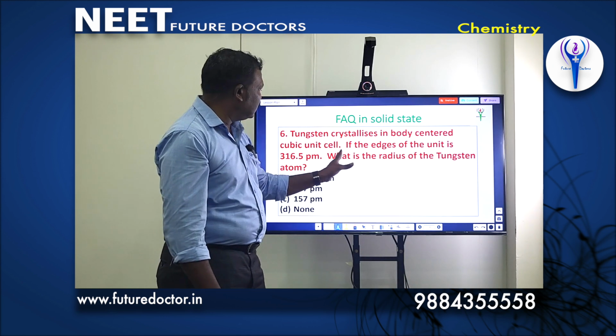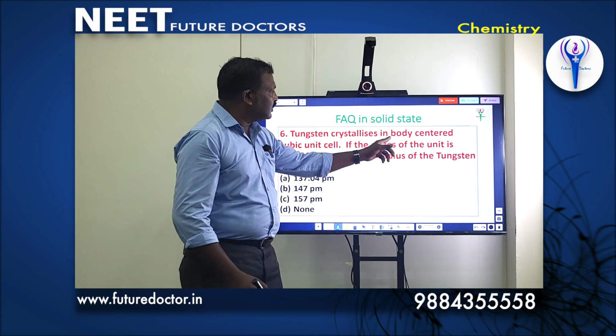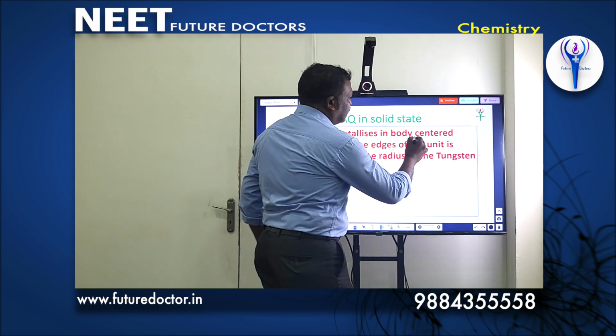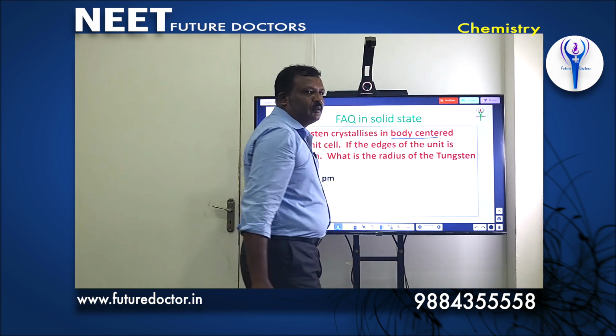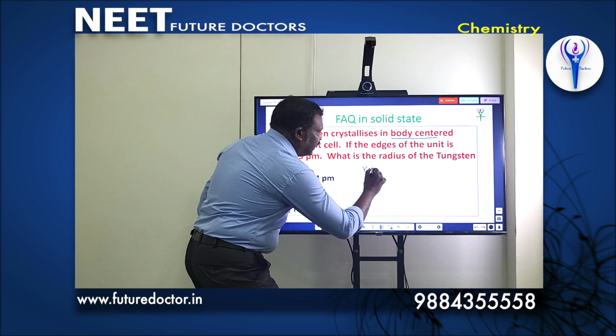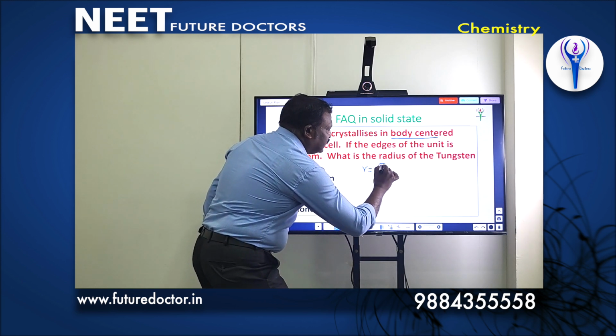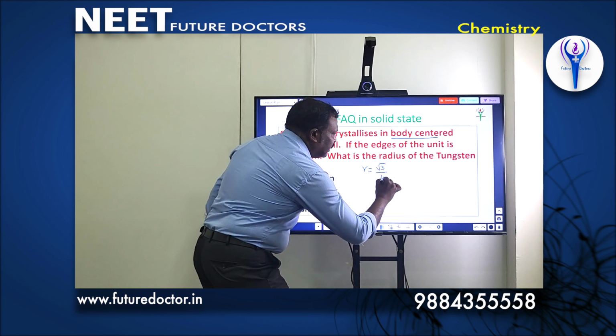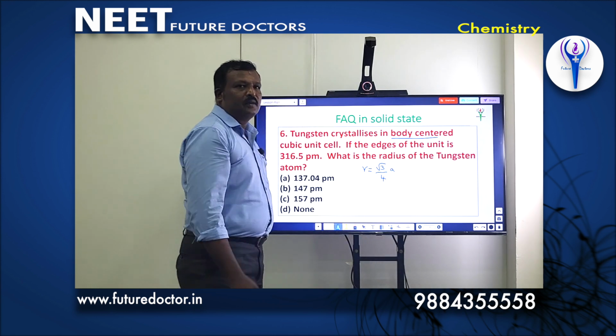It's a question. So you know that tungsten belongs to what? It's a body centered cubic. Body centered means immediately you must know what's the formula for that. Radius is equal to what? Root 3 by 4 A. This is the formula. Understood?